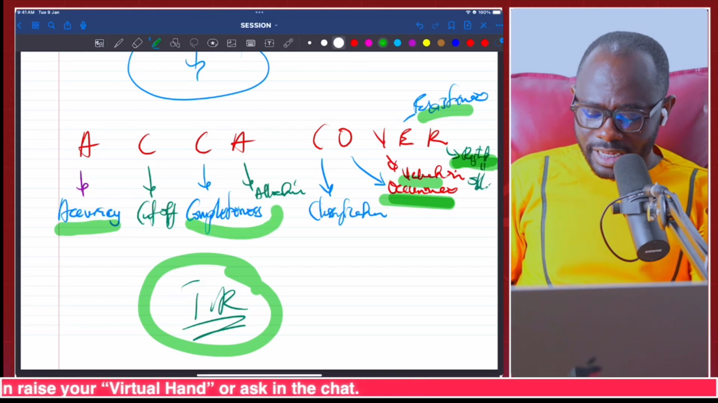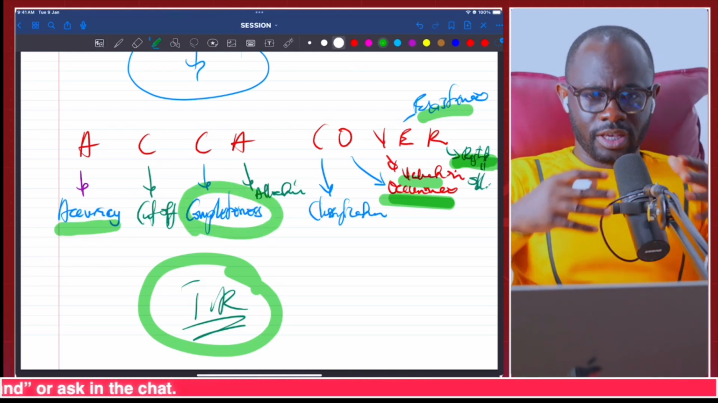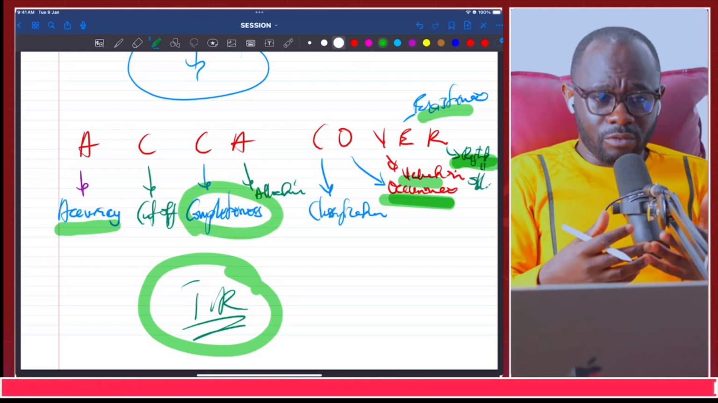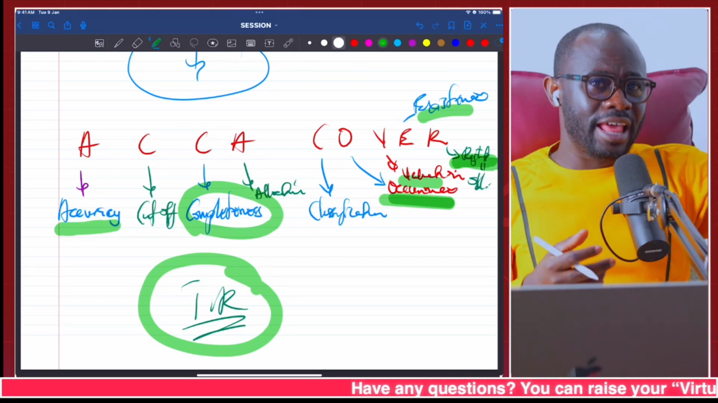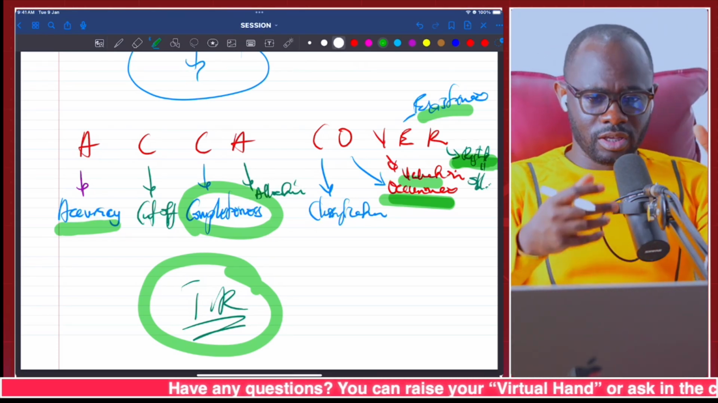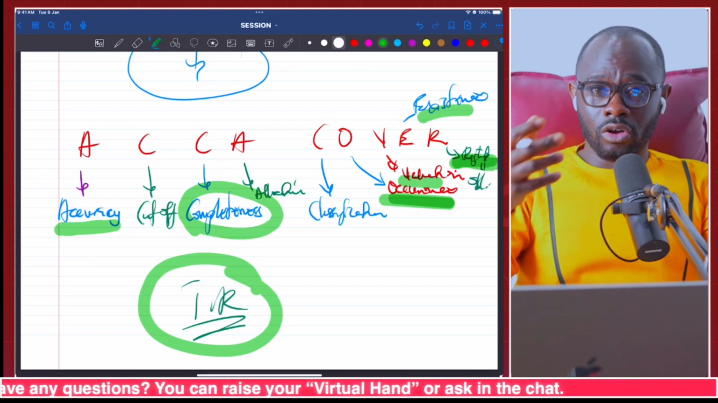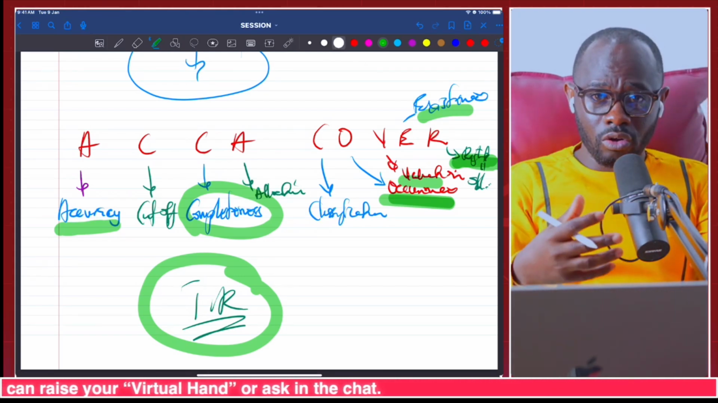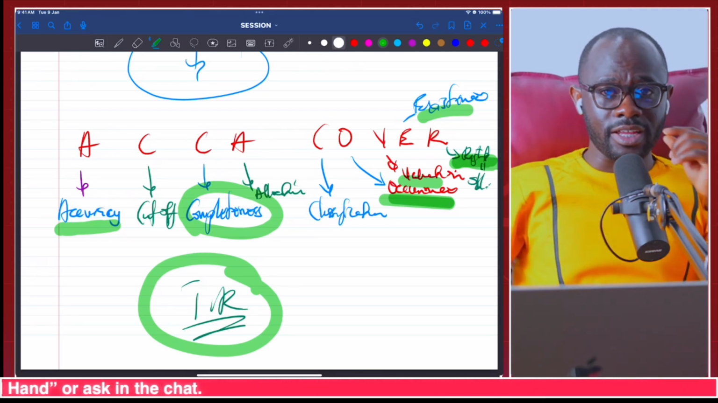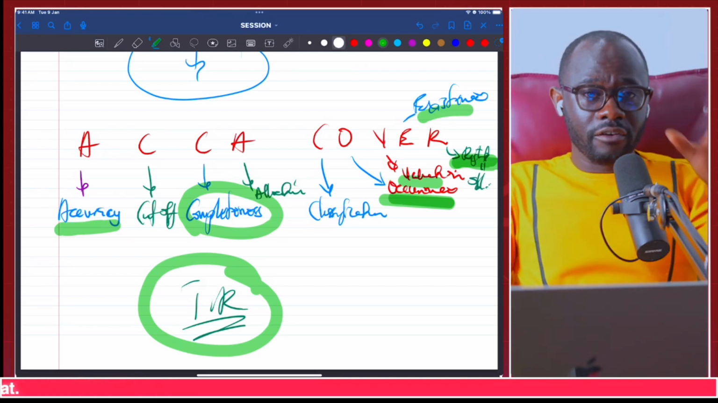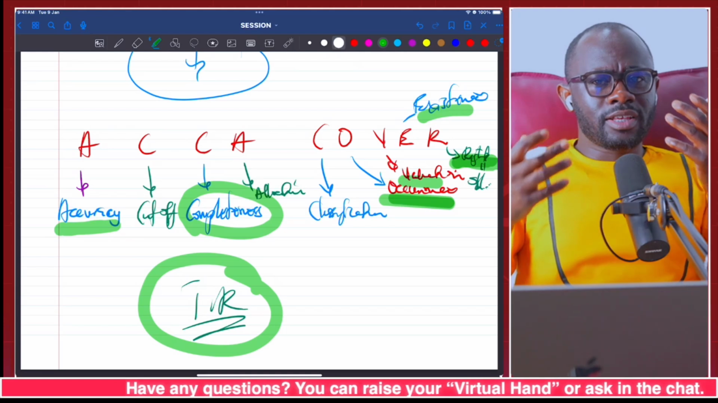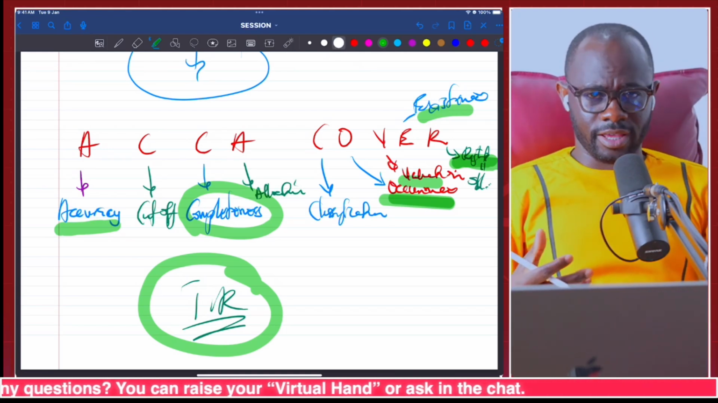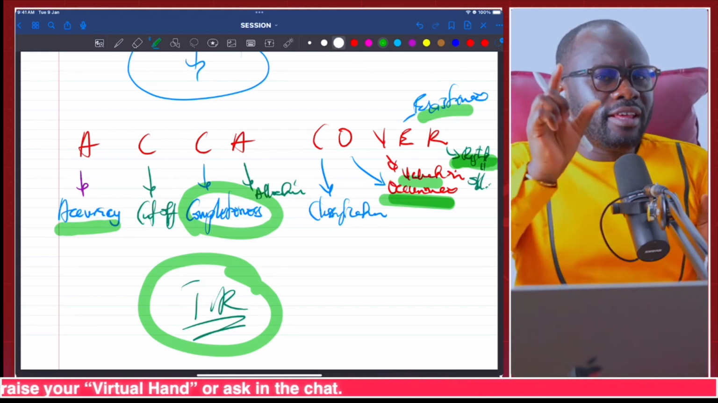Then completeness. We want to find out the list of trade receivables that we have been presented. And when we look at the trade receivables ledger control account, is that all, or does it include all the trade debtors of the entity? Is that all there is? Completeness. So this is what we are trying to talk about here. It's not like we are doing anything new.